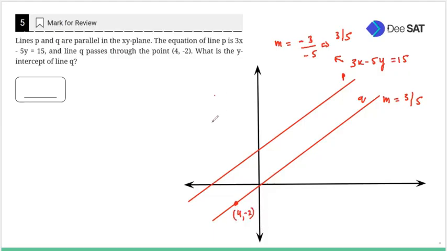What is the y-intercept? We need to find the y-intercept, where the line passes through the y-axis. Now, how can we find the y-intercept? Very easy.